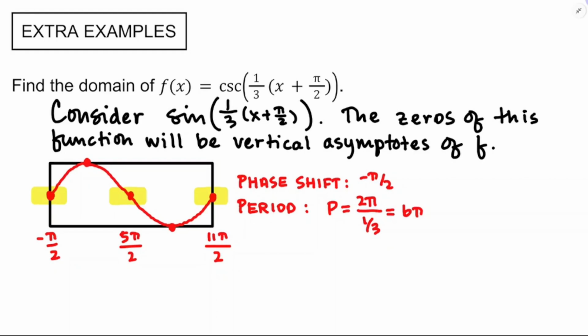So I'm going to just say that my vertical asymptotes of f are going to be negative pi over 2 plus 3 pi n, where n is an integer. And as a result, the domain of f will be all x that isn't equal to negative pi over 2 plus 3 pi n, where n is an integer.